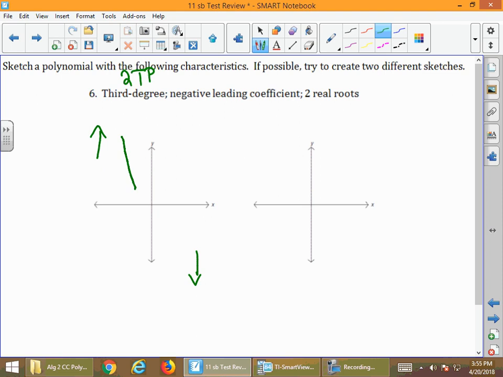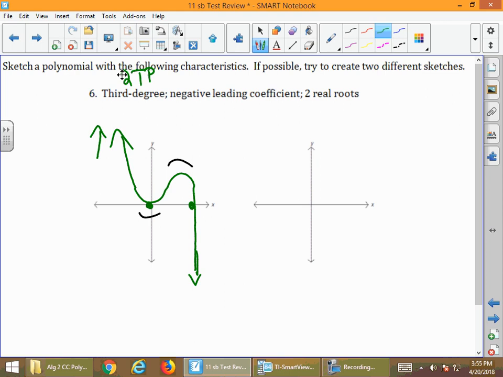So we can draw something like this. And I kind of missed it there, but there's one root, there's two roots. We're going up to positive infinity on the left of this graph and down to negative infinity on the right. So we do have a negative leading coefficient, and we've got 1, 2 turning points.